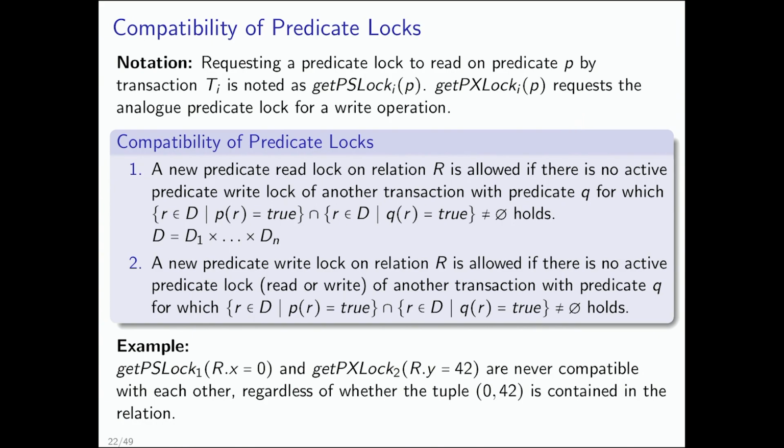I start with the example. So basically the problem is predicate locks are fine if they are with respect to the same attribute of that relation. However, if you want to have a predicate lock on this value, and then you have another predicate lock on the y attribute, so this is x and that is y, they're not compatible with each other because you don't know for the specific tuples what the x values and their y values are.